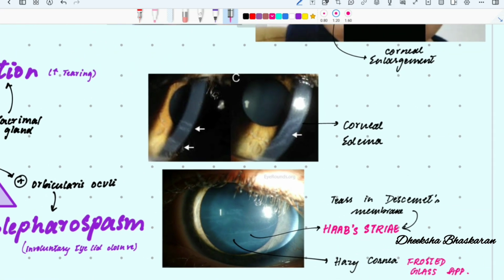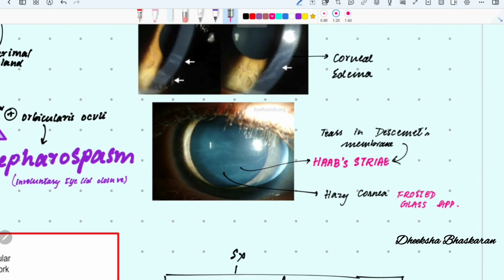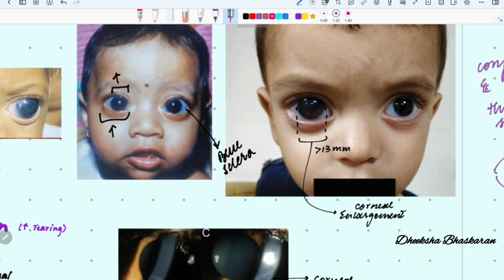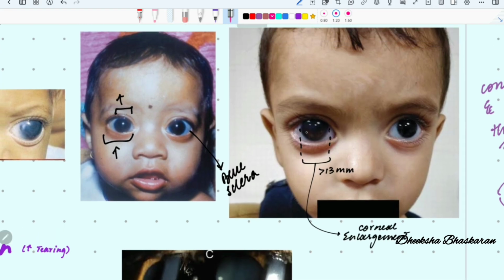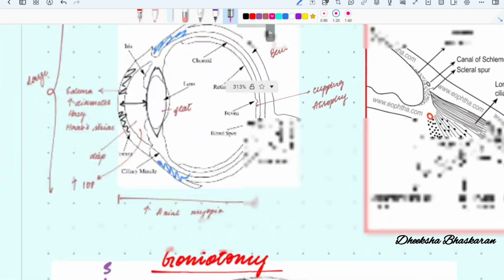Corneal edema appears like this on slit lamp examination, and the cornea keeps on stretching, and there is edema of the cornea. This creates a hazy cornea, which we call frosted glass appearance, and there are breaks in Descemet's membrane of the cornea because of all the stretching. There are Haab's striae, and the stretching of the whole eyeball increases the corneal diameter. So there's corneal enlargement of more than 13 mm in diameter, and the stretching makes the scleral vessels underneath more visible, so that there's a blue appearance of the sclera, blue sclera. What are the other features that we see here?